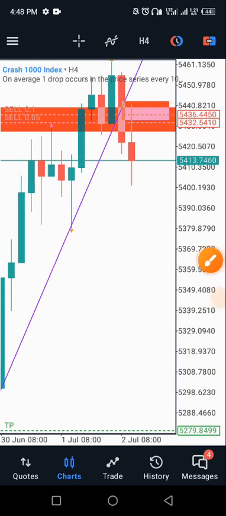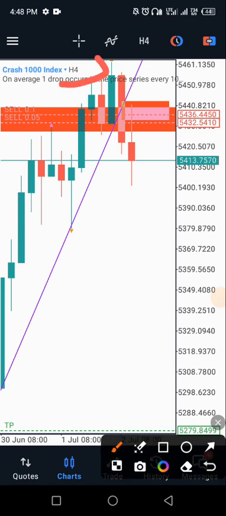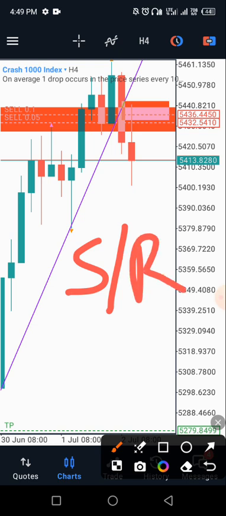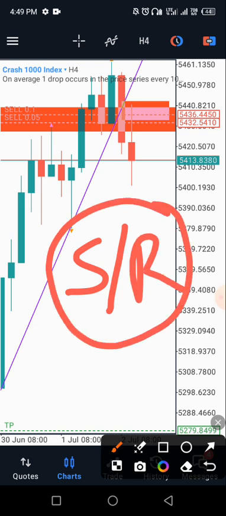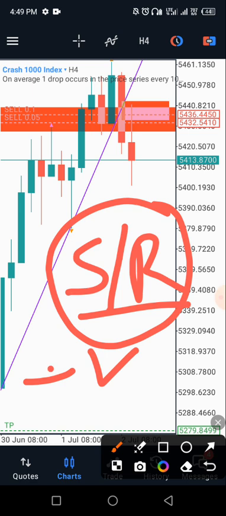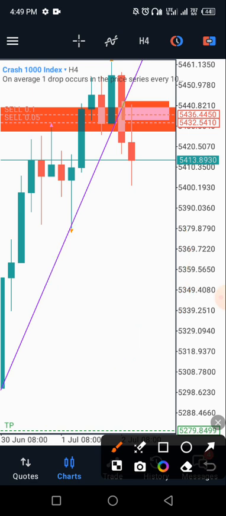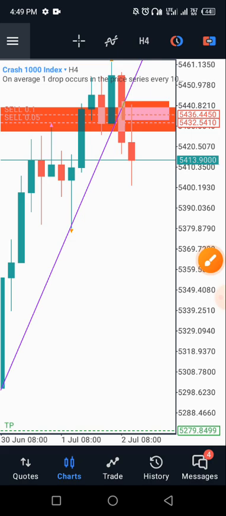If you notice, we are on the 4-hour time frame. But to be able to make use of this strategy, the first thing we want to identify is our support and resistance. After identifying your support and resistance, the next thing is to identify your trend line. So let's quickly look for our support and resistance level. You can do that on any particular time frame.